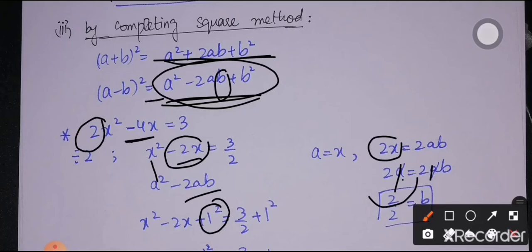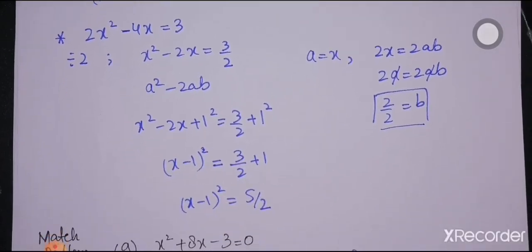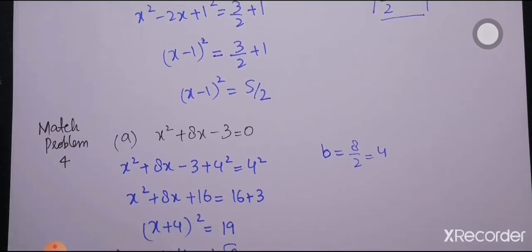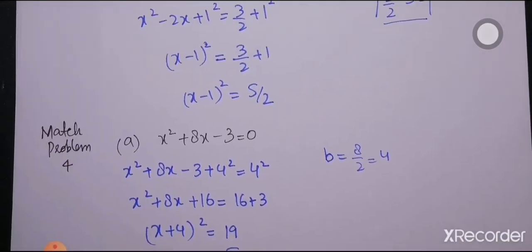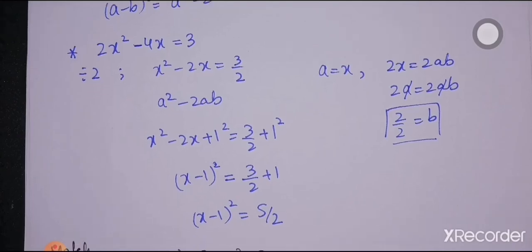So I'm going to add 1 square on both sides of the equation, and here is the expression: x minus 1 whole square is equal to 5 by 2. This is how we can have a perfect square for these terms. Now we are going to perform match problem 4. This is not a solution. Once again, I will let you know that this is not the solution. In this part, we just discussed how we can use the completing square method.